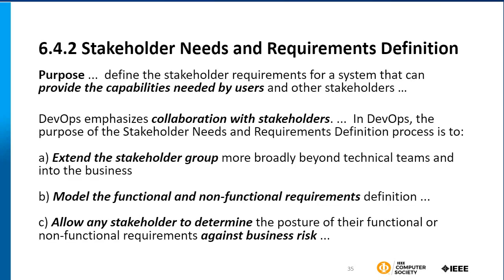So the purpose of stakeholder needs and requirements is to make sure that you can provide the capabilities needed by the users, extend the stakeholder group, make sure you're including the right people, that you're considering both functional and non-functional requirements, and allowing any stakeholder to really be able to voice their opinion and to get involved in the process. It's important to be inclusive.